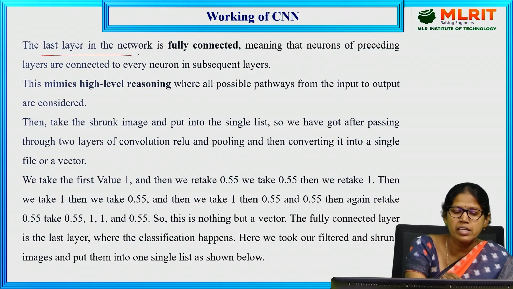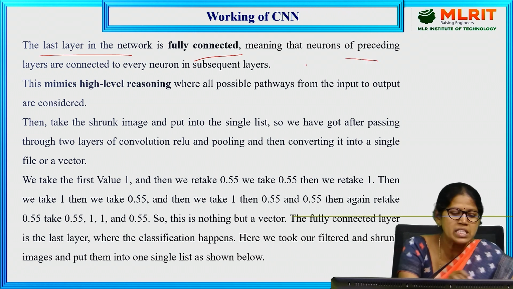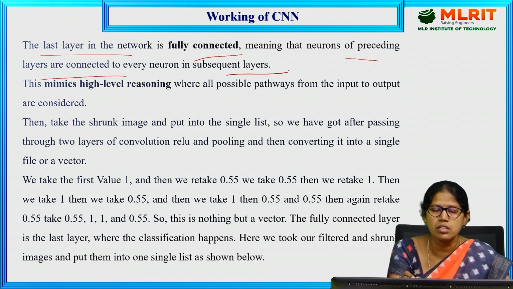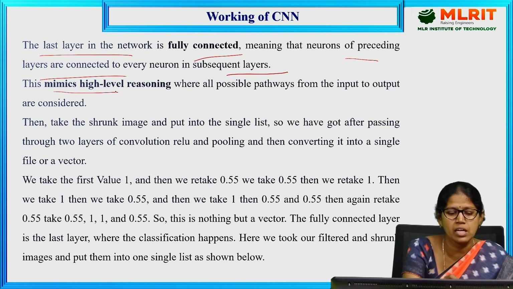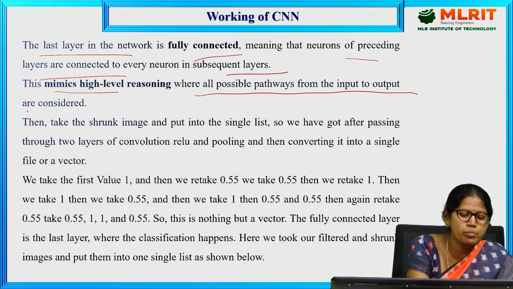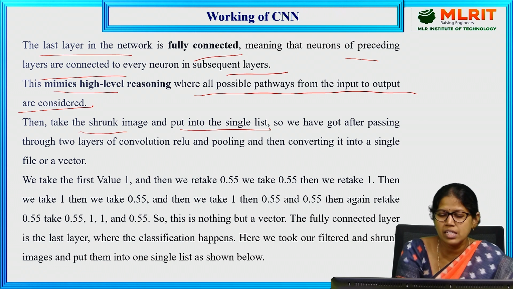The last layer in the network is the fully connected or dense layer, meaning that the neurons of preceding layers are connected to every neuron in subsequent layers. So each neuron, each patch, is connected with another one. Later it will identify whether it is an ear or an eye of a cat, and so on. This mimics high-level reasoning where all possible paths from the input to the output are considered. Then we take the shrunk image and put it into a single list.